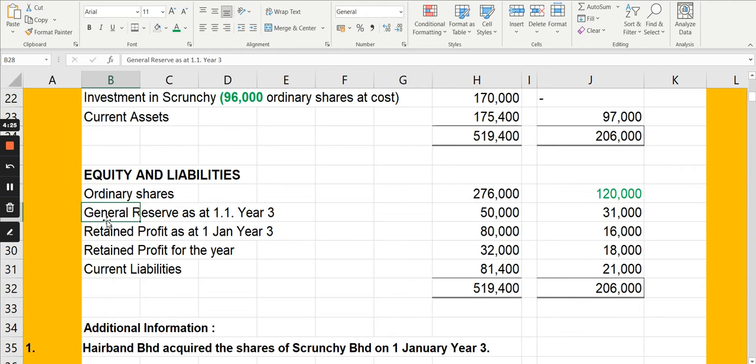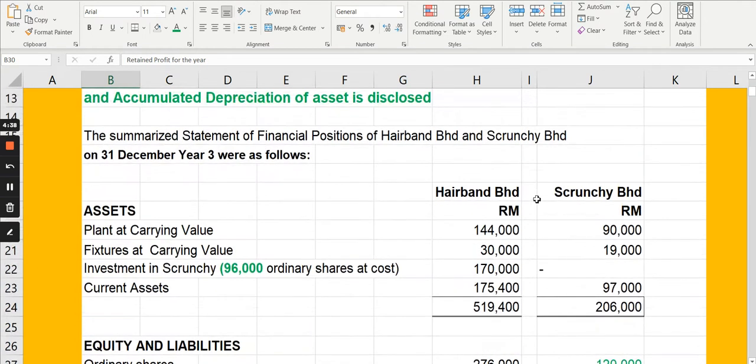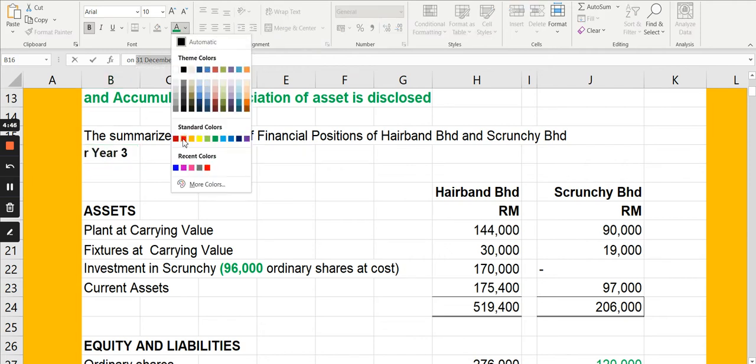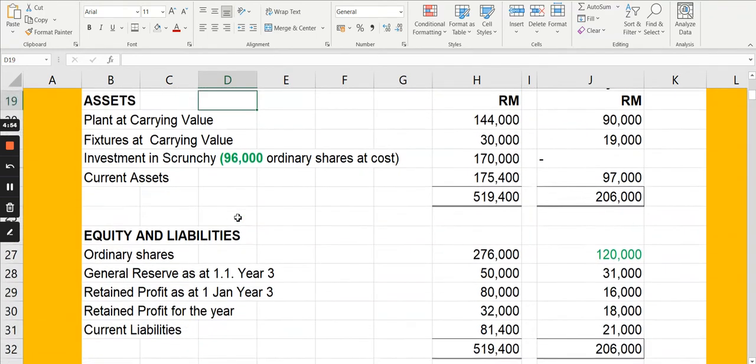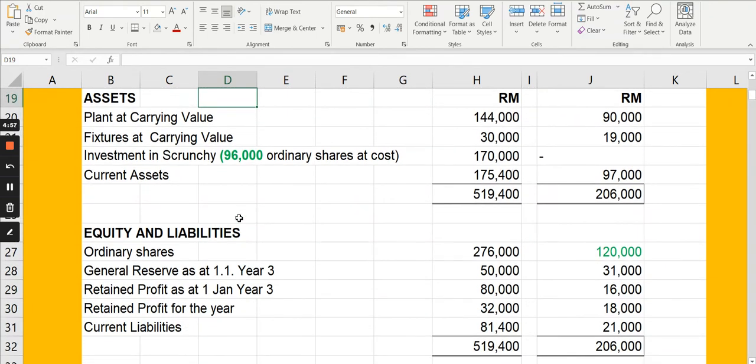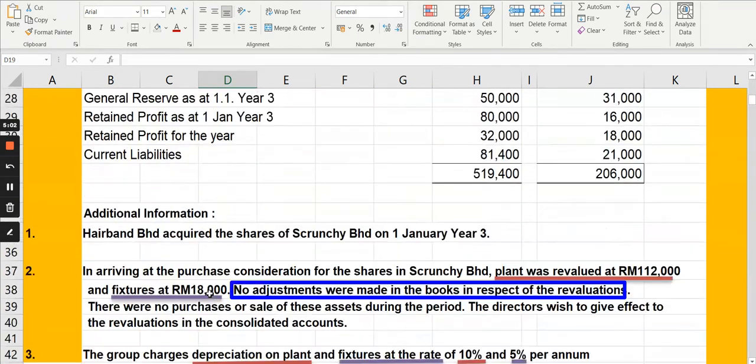And here you have information of the general reserve and retained profits on 1st of January year 3, and some information on retained profit for the year. Retained profit for the year means retained profit for the current year, where our current year or the reporting date is 31st of December year 3. So the retained profit for the year is for 1st of January up till 31st of December year 3.